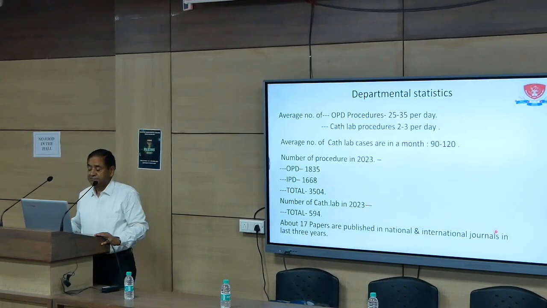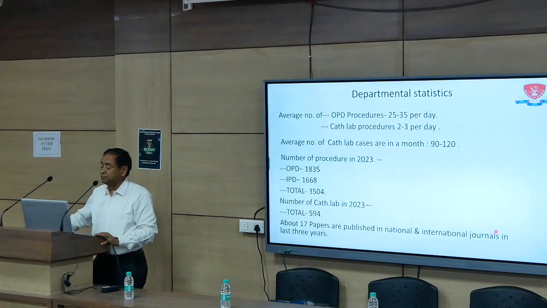Regarding the departmental statistics, we are doing around 25 to 35 OPD procedures per day. These OPD procedures include FNACs, that is fine needle aspiration cytology, and biopsy under the guidance of USG and CT, and percutaneous drainage, that is pleural aspiration, ascitic aspiration, liver abscess drainage, any cyst or cystic lesion drainage, or any type of fluid drainage. The cath lab procedures are done 2 to 3 per day. These are the vascular procedures which we do.